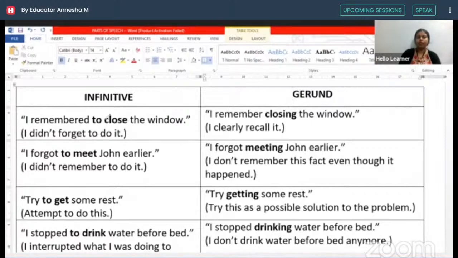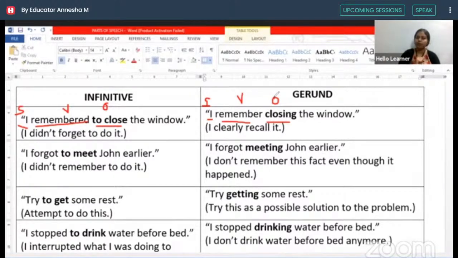So I remembered to close the window. So I is the subject. Remembered is the verb. Close the window, to close our direct object. Okay, next again, I is the subject, remember is the verb, closing the window. Closing the window मतलब ये हो गया हमारा object, closing the window. Okay, so ये है हमारे दो sentences.